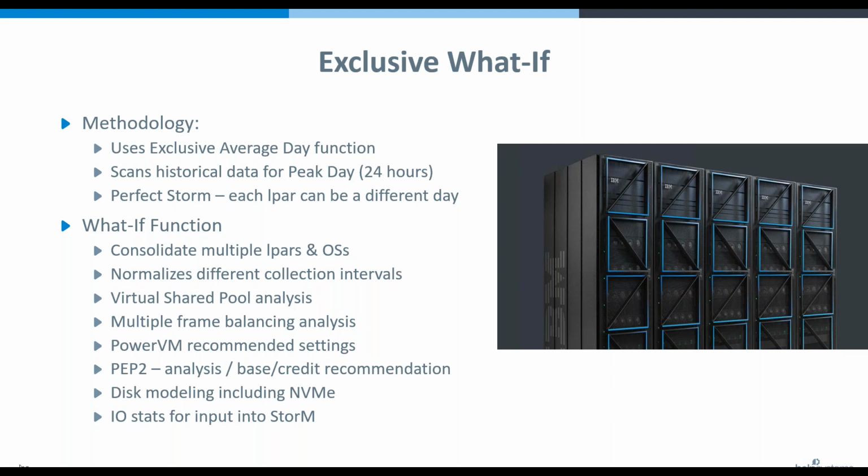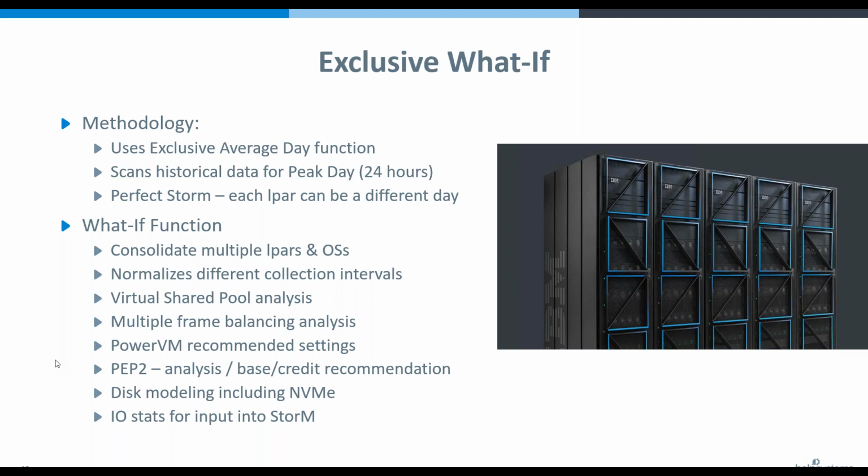So that's sort of one of the things we do. We usually do what we call a perfect storm. So let's say you have 10 LPARs. Each of those could in fact be a different day. And again, that's being conservative. We can get less conservative if we needed to, but there are a lot of what-if functions that mention some of those other technologies, like consolidating multiple OSs, normalizing different intervals. What if you have one IBM i collecting in 15 and one collecting in 5? Well, you have to normalize that data. What about virtual shared pools? We're talking about saving dollars with software costs, right? What about multiple frame balancing? So let's say you have two 1024s. How do you balance those two 1024s?